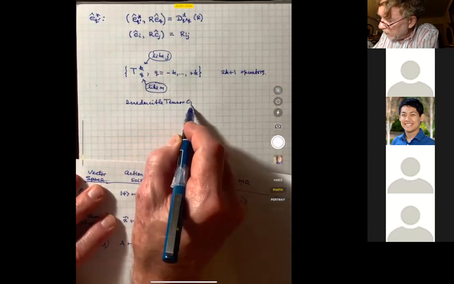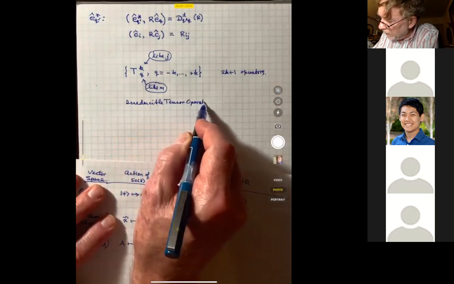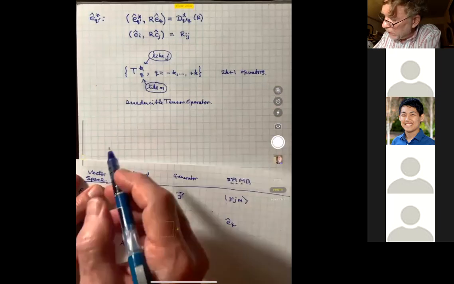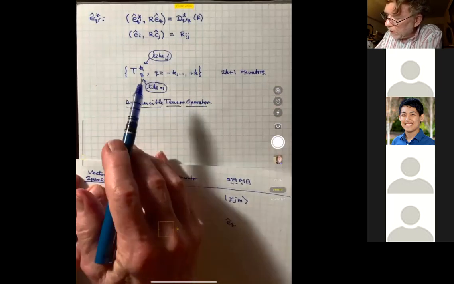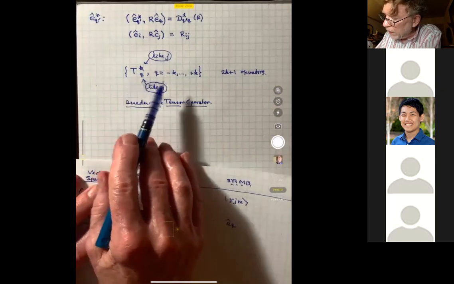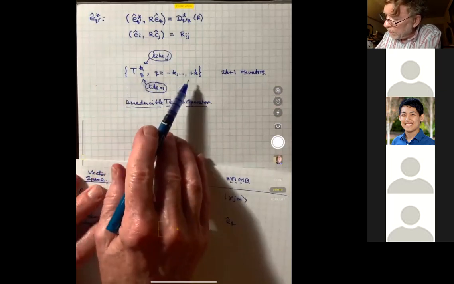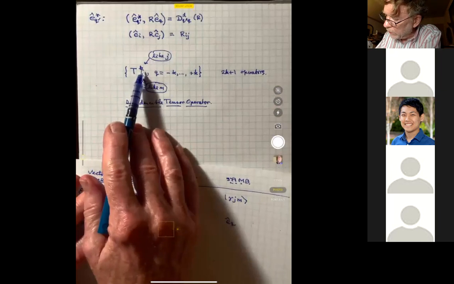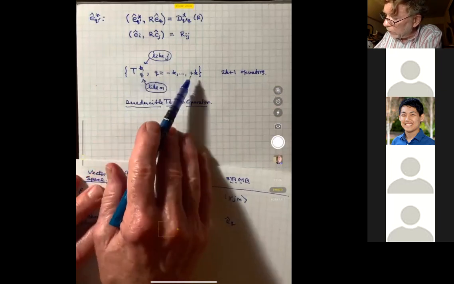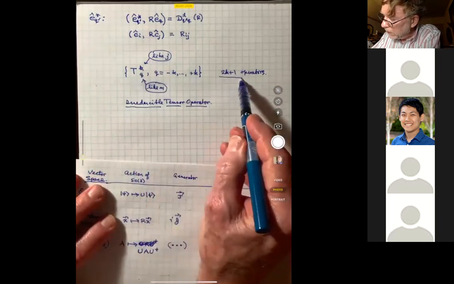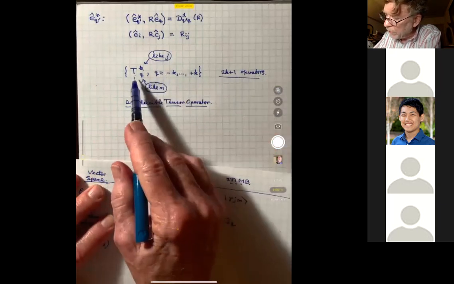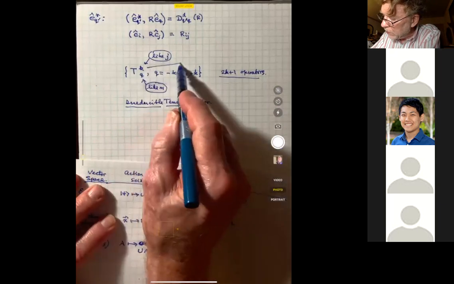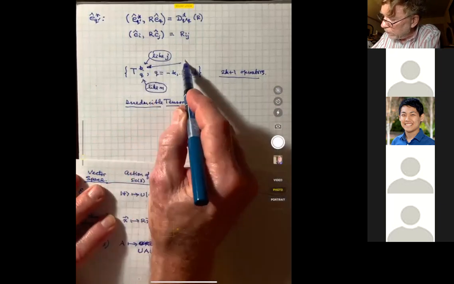An irreducible tensor operator, I'll define it in the next few sentences. An irreducible tensor operator in the first place is a collection of 2K plus 1 operators, where the upper index is considered fixed and the lower index is variable. It runs over a total of 2K plus 1 values. These are considered to be the components of the irreducible tensor operator. The K index that occurs here is called the order of the operator.